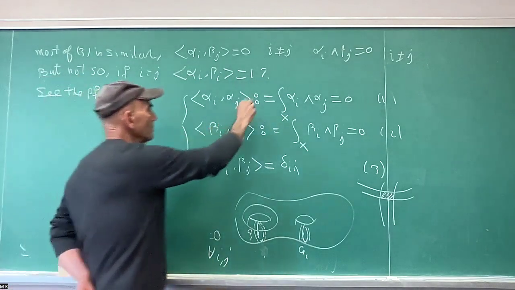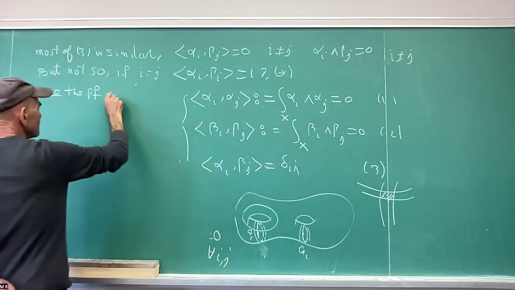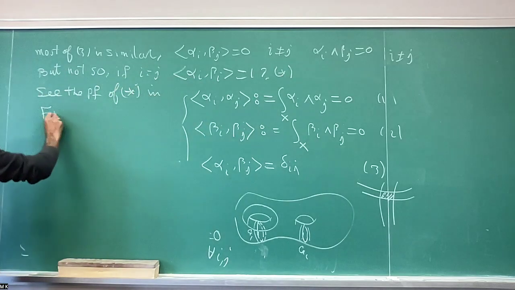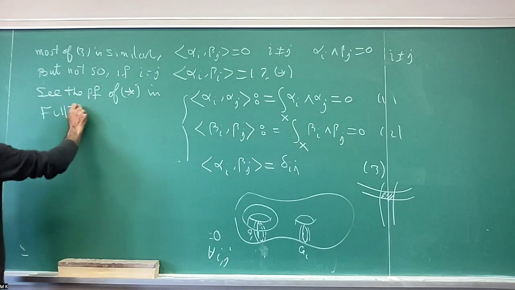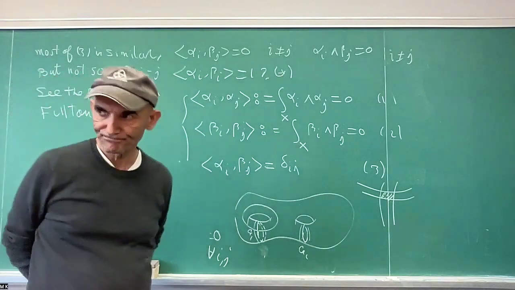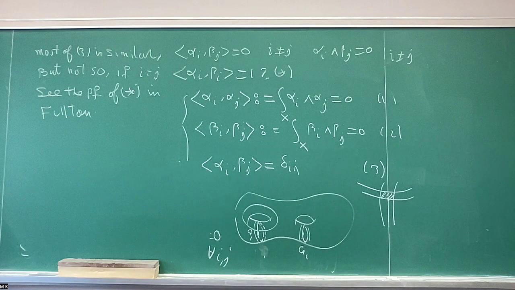So this is a star. The proof of a star is in Fulton, if you want. It's a few line argument, but I don't want to get into that now. So this is what we have. So far, we have singular homology, and we have the de Rham cohomology.